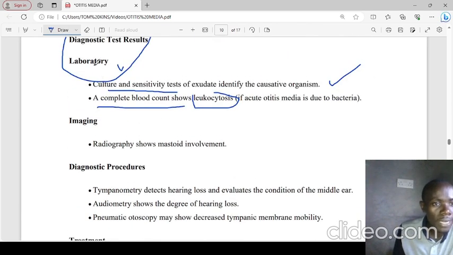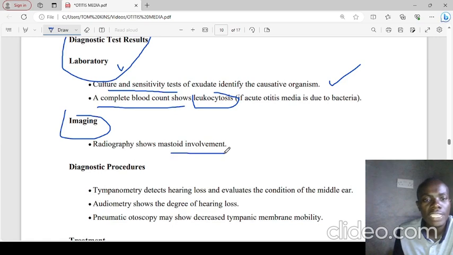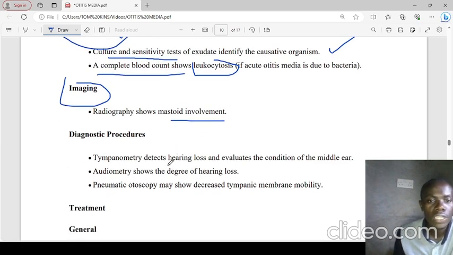Number two, from laboratory go to imaging. So we could have radiography, which shows mastoid involvement. We could also be having diagnostic procedures like tympanometry. This one will detect hearing loss and evaluate the condition of the middle ear.